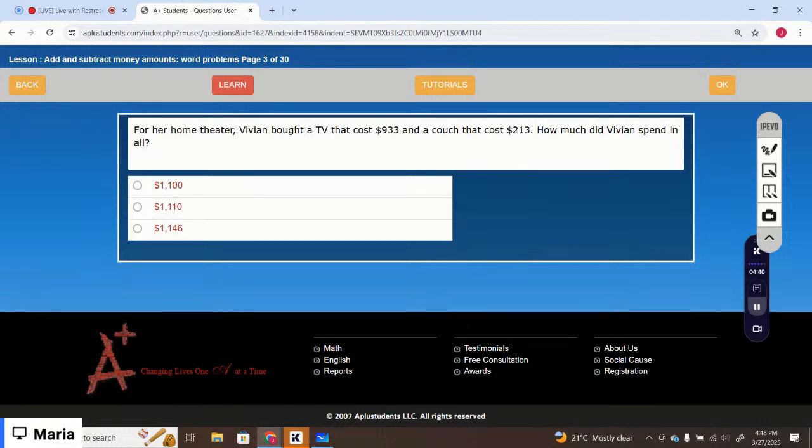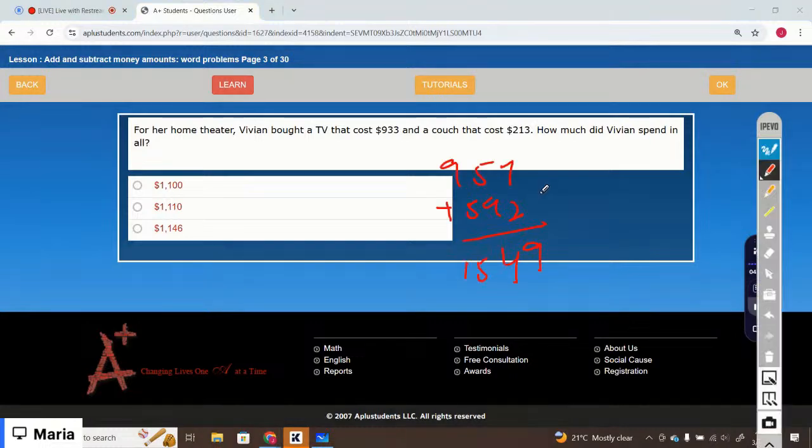For her home theater, Vivian bought a TV that cost $933 and a couch that cost $213. How much did Vivian spend in all? So you need to add $933 and $213. So which will be the correct option? That is $1,146. Option number 3 is the correct option.